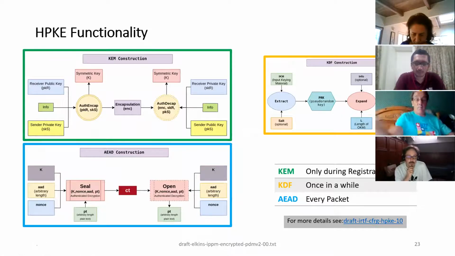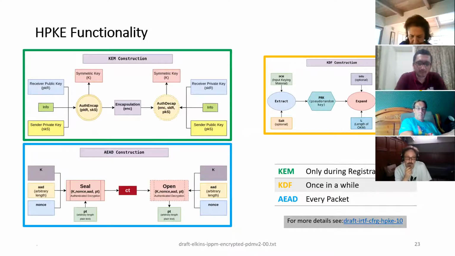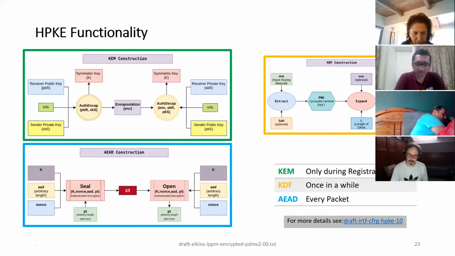So for the PDM, the KEM is used only once. It is used to transfer the master key between two entities, in our case the client and the server. The KDF is used once in a while, and the AEAD is for every packet that we are using. Next slide, please.